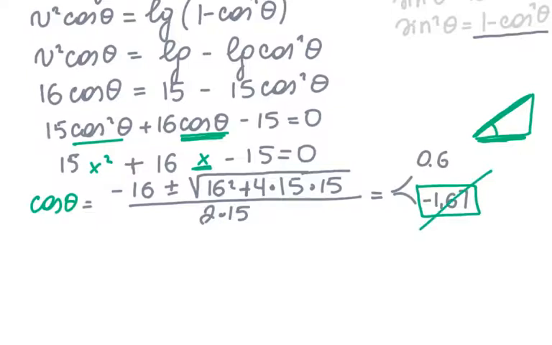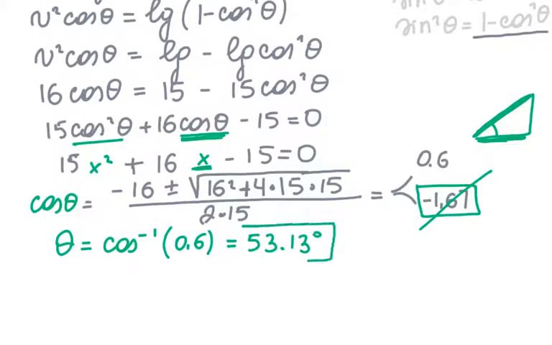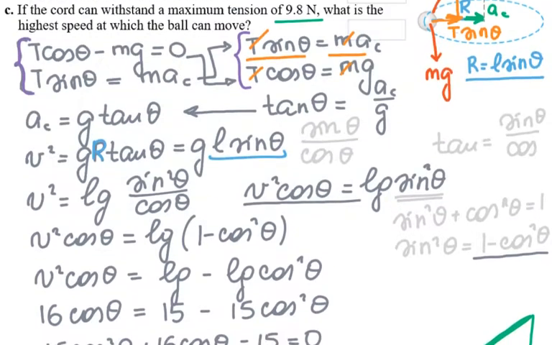So I have to figure out what theta is equal to. So that is arc cosine, or in your calculator it looks like this, of 0.6, and that will give me 53, make sure it's in degrees, 0.13 degrees. So in order for the mass or the ball to be rotating at 4 meters per second, it will have to be at an angle of 53.13 degrees.